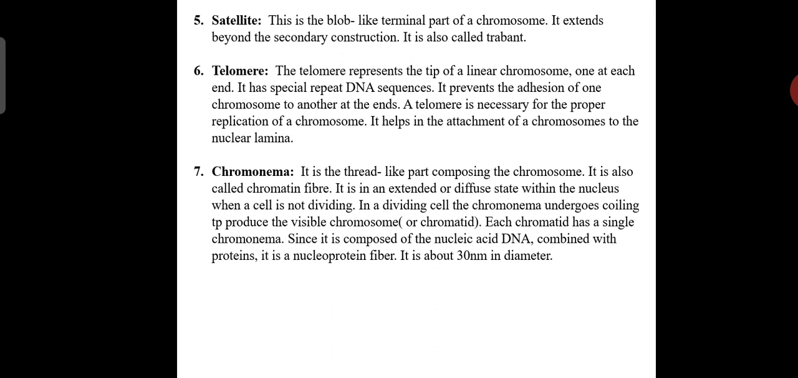It is also called chromatin fiber, and it is in an extended or diffuse state within the nucleus when the cell is not dividing, right? But if the cell is dividing, the chromonema undergoes coiling to produce a visible chromosome, that is chromatid. So each chromatid has a single chromonema since it is composed of a nucleic acid, that is DNA, combined with proteins. So it is a nucleoprotein fiber and it is about 13 nanometers in diameter, that is chromonema.